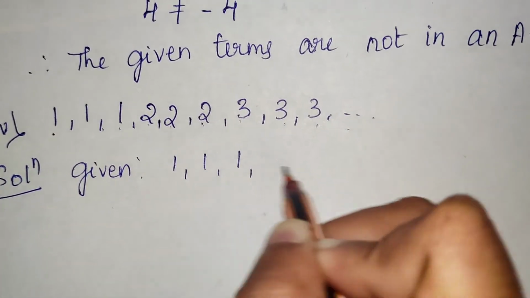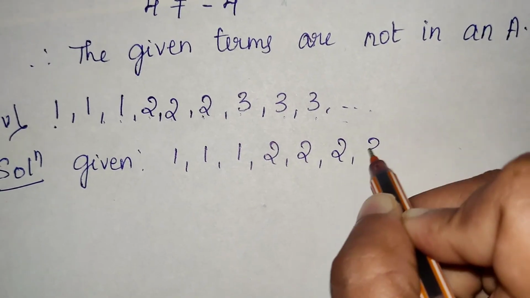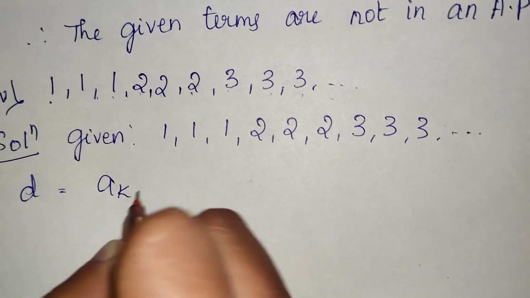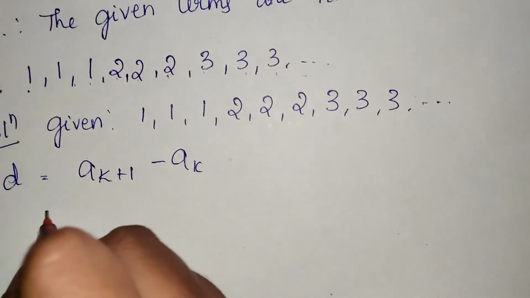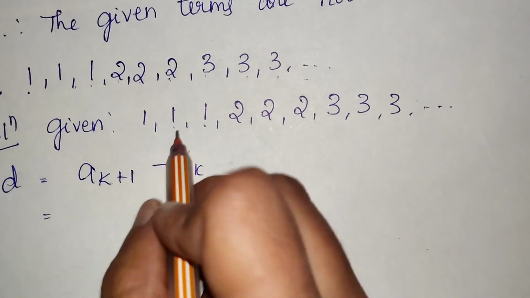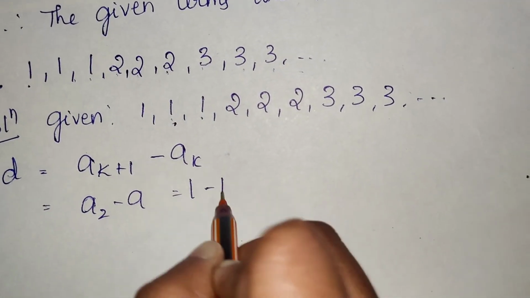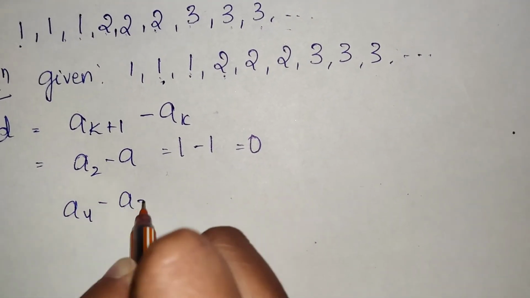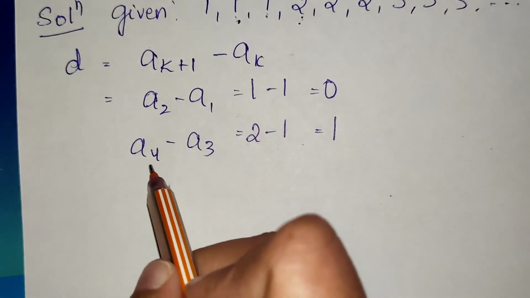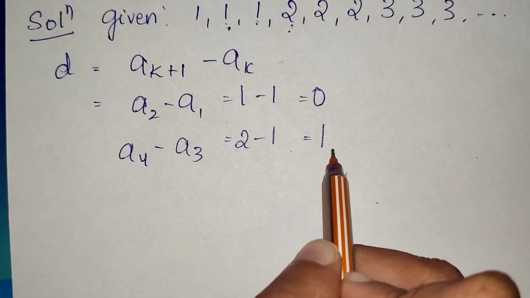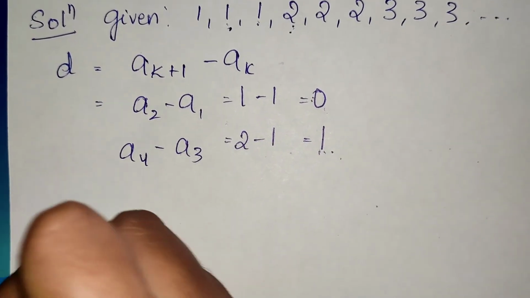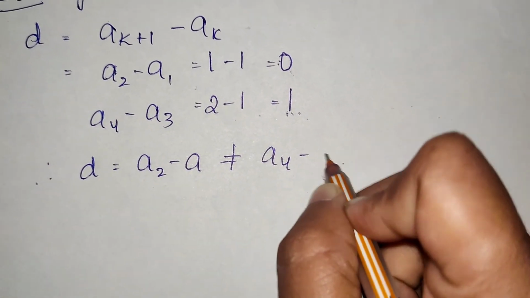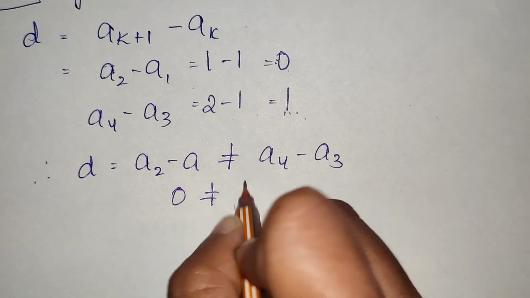1, 1, 1, 2, 2, 2, 3, 3, 3. So common difference D is given by A K plus 1th term minus A Kth term. So let me find with A2 minus A1, that is 1 minus 1 is 0. Now let us find A4 minus A3, that is 2 minus 1 is 1. So here 0 and 1 are not same. Therefore D is equal to A2 minus A1 is not equal to A4 minus A3. That is 0 is not equal to 1.